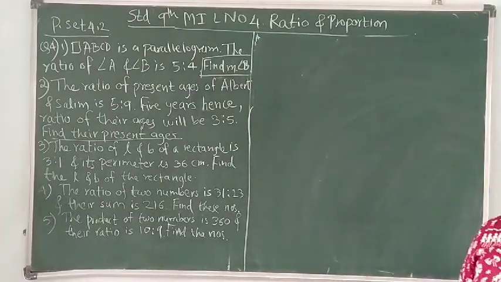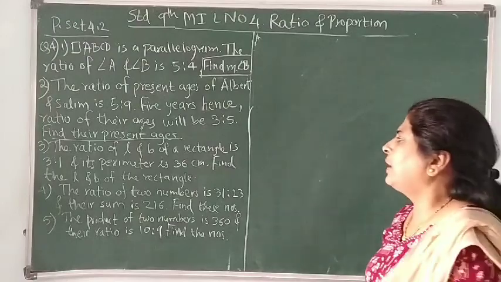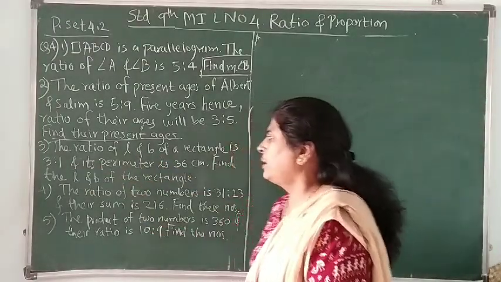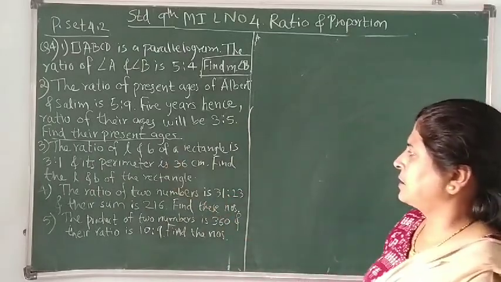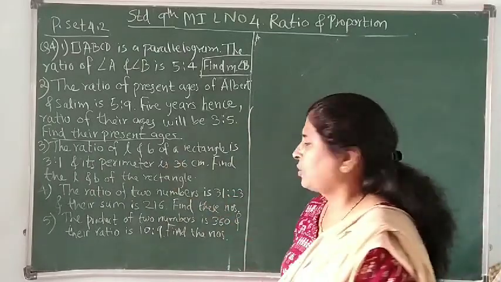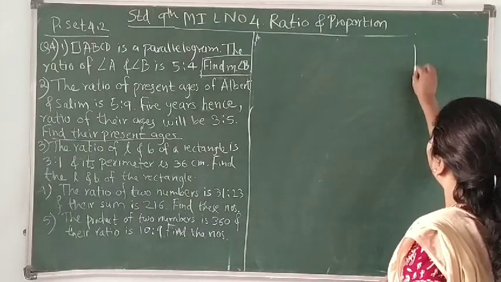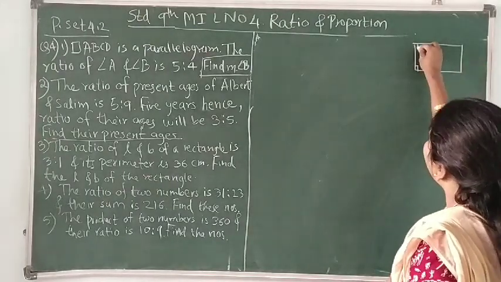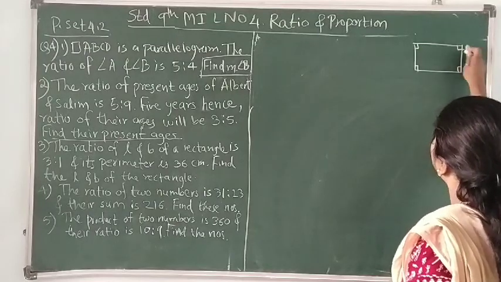Now come to question number 3. The ratio of L and B, that's length and breadth of a rectangle, is 3:1 and its perimeter is 36 centimeter. Find the length and breadth of the rectangle. If you want, we can draw a rough figure of a rectangle. Okay, so this is a rectangle, which means all its angles are right angles.